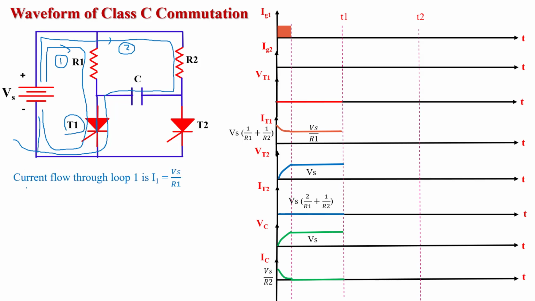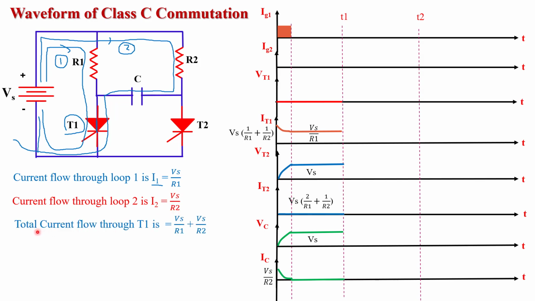So first we calculate how much current flows through the T1 thyristor. Initially the current through loop 1 we call I1, and that equals Vs by R1. Initially the current through loop 2 is I2, which equals Vs by R2. So initially the total current through the T1 thyristor is Vs by R1 plus Vs by R2.